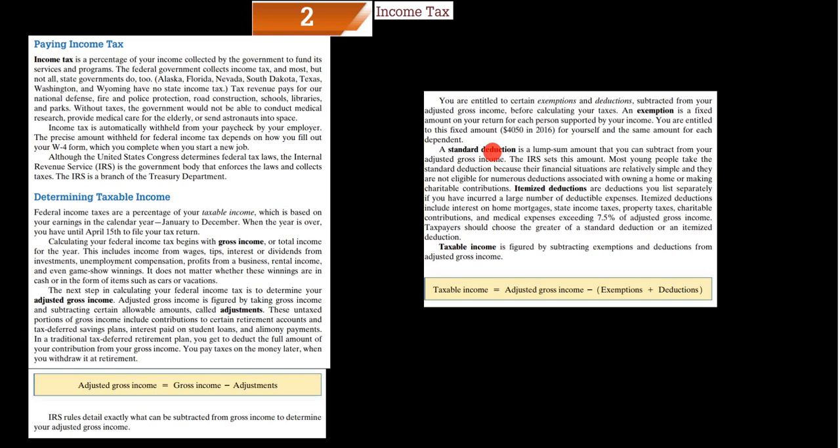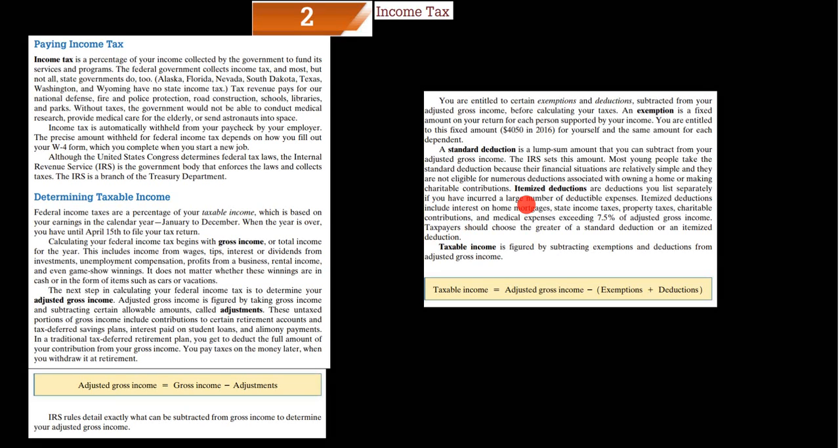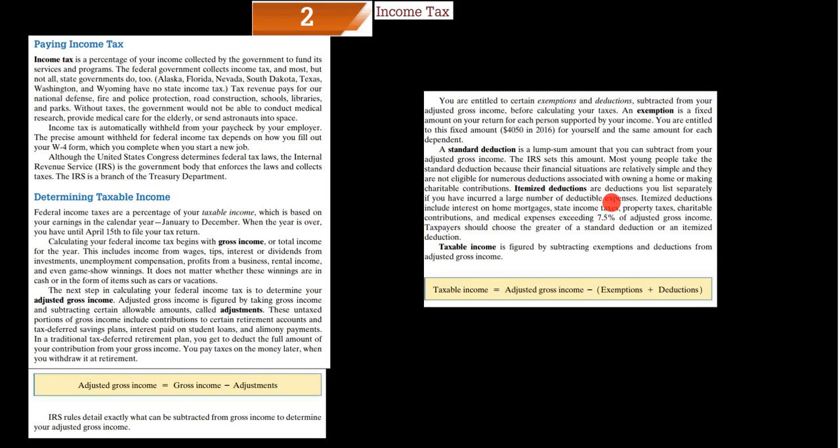However, you could pick either standard deduction or an itemized deduction. Now, itemized deductions are deductions you list separately if you have incurred a large number of deductible expenses. Itemized deductions include interest on home mortgages, state income tax, property tax, charitable contributions, and medical expenses exceeding 7.5%. So let's go back here.